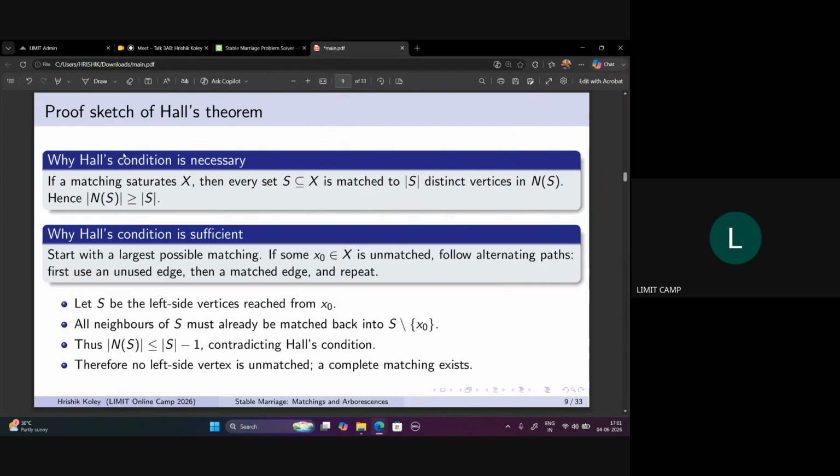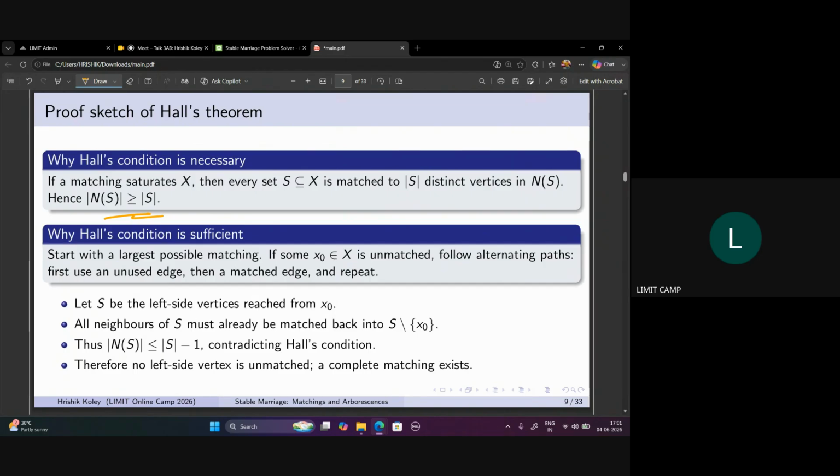Thus the proof should be kind of intuitive, and it should be intuitive why it's a necessary and sufficient condition. For example, if a matching saturates X, then every set S, which is a subset of X, is matched to distinct vertices in the neighborhood of S. So this must hold true if a perfect matching exists. And if this holds true, then this is kind of a method to get a contradiction: that if this holds true and a perfect matching does not exist, then this fact itself is contradicted.